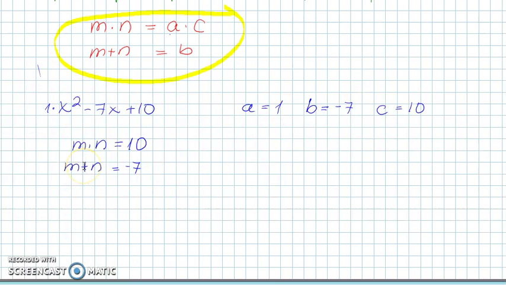So which two values are those? You have to guess and check. So now we already know that these values are negative 2 and negative 5, but let's check. Negative 2 times negative 5 is 10, and when you add them up, it is negative 7.